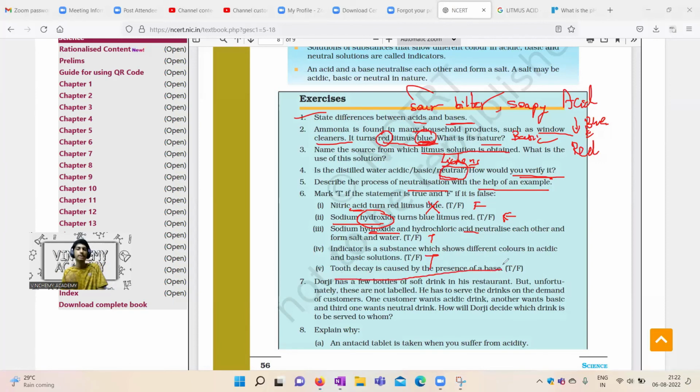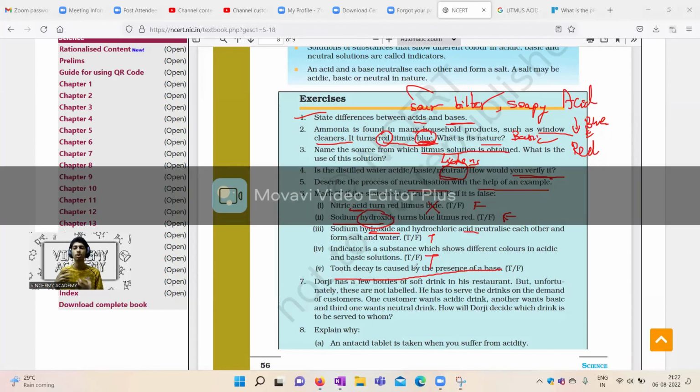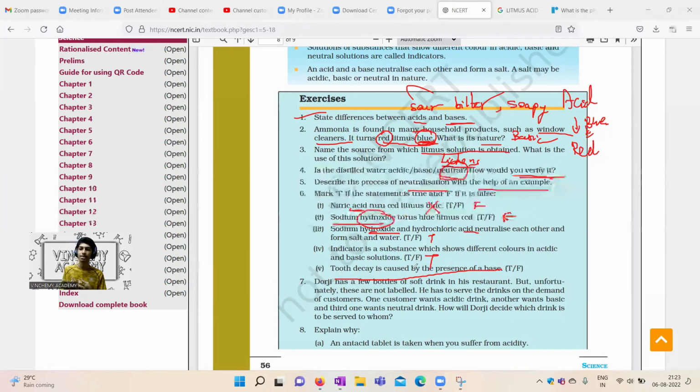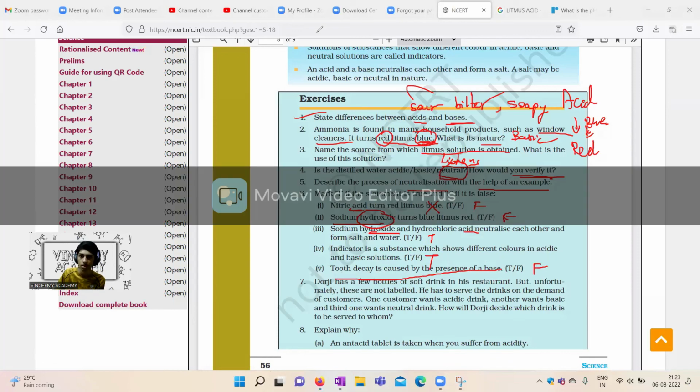Tooth decay is caused by the presence of base. This I forgot to tell you. Why is it caused? Toothpaste is basic, so tooth decay is actually caused due to the presence of acid. When your mouth is left without washing for a long time, bacteria act and acids get secreted. That's how tooth decay is caused. So to neutralize that, we put toothpaste, which has base, and brush our teeth, right? Tooth decay is caused due to acid, so this statement is false. Let me just continue.